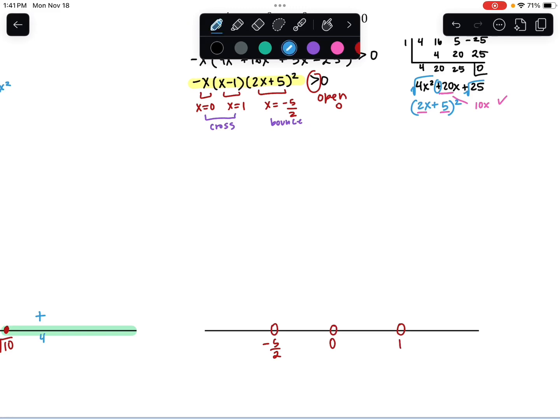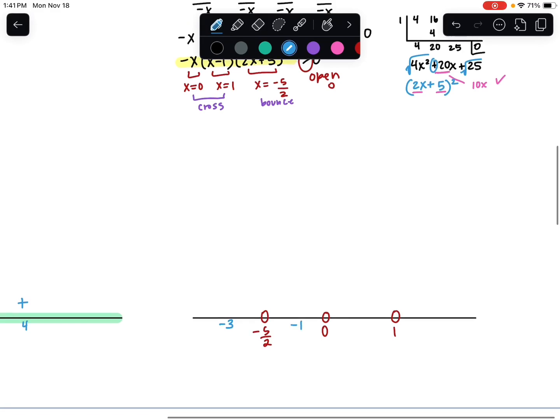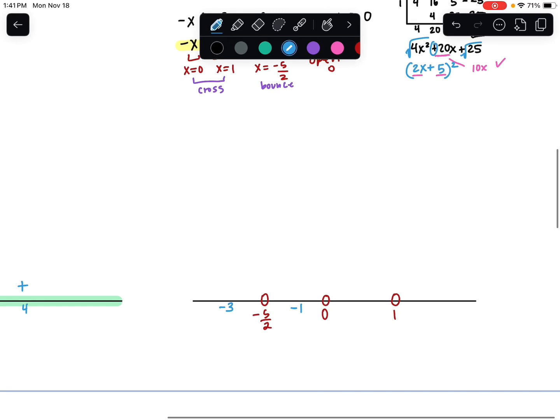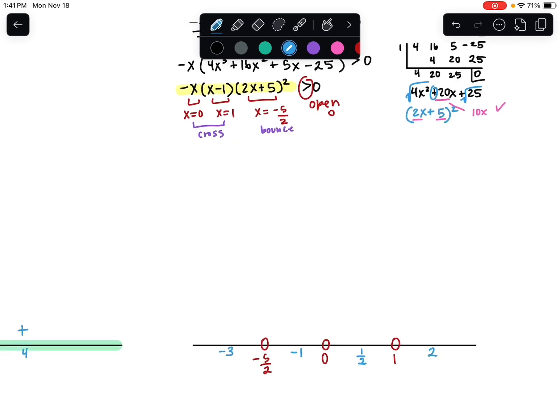And so as we're picking test points, -5/2 is -2.5. And so you could use -3 for the left interval. You could use -1. And then for 0 and 1, there's not an integer between those. And so you have to use a fraction. But you don't have to simplify all the way. You just need to know if it's positive or negative. And then we could use 2 for the final interval. And so 4 intervals to test, using -3, -1, 1/2, and 2.